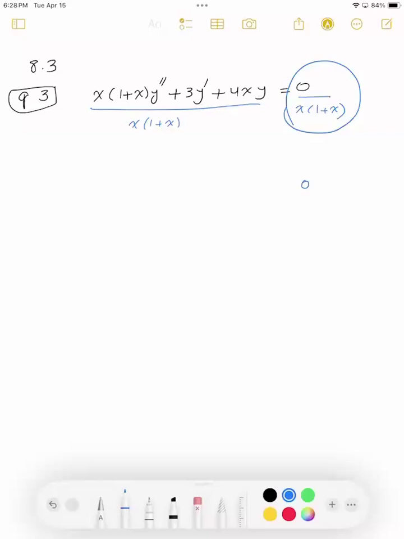So this is going to give us 0, and then we divide each term by x times (1 plus x). We get y double prime plus 3x(1 plus x) plus 4x over x(1 plus x). So then this has a y prime and this one has a y. Now this is considered p of x, and this is q of x.